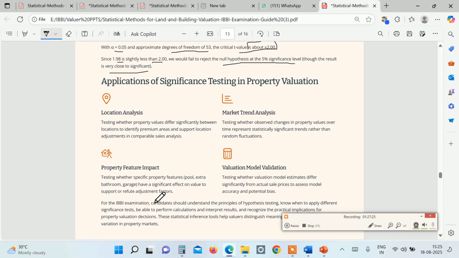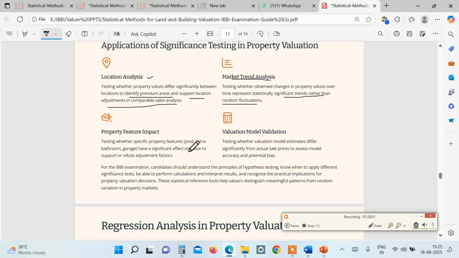Now the applications of significance testing in property valuation. First, it is used for location analysis, testing whether property values differ significantly between locations to identify premium areas and support location adjustments in comparable sales analysis. Next is market trend analysis. We may use it for testing whether observed changes in property values over time represent statistically significant trends rather than random fluctuations.